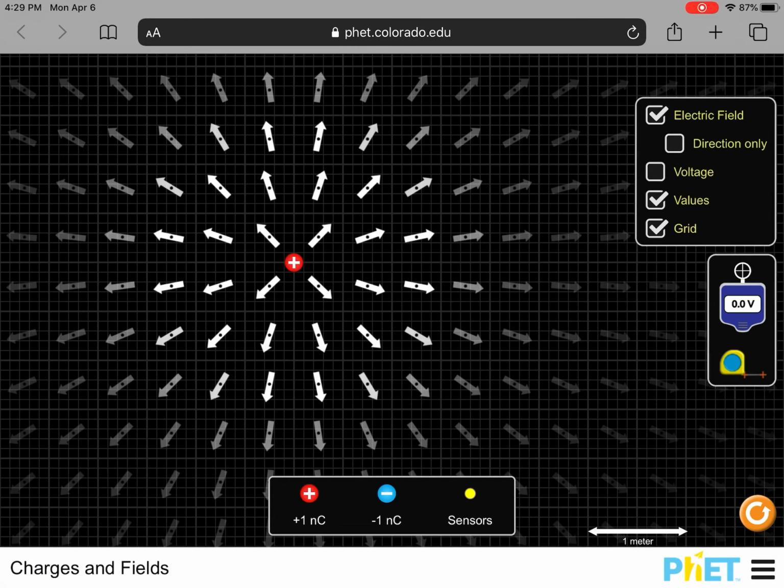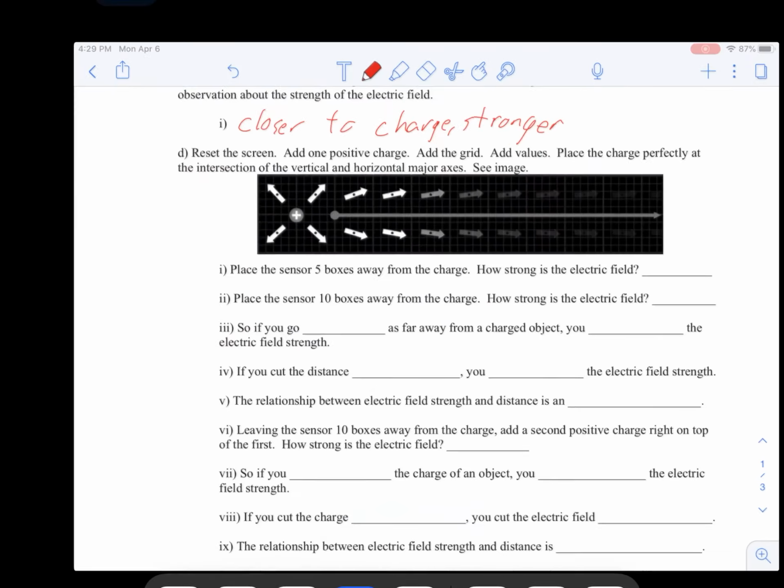How strong is the electric field? So let's see. 5 boxes away. As best as I can. Doesn't have to be perfect, but it should be pretty close. It's about 35 volts per meter.